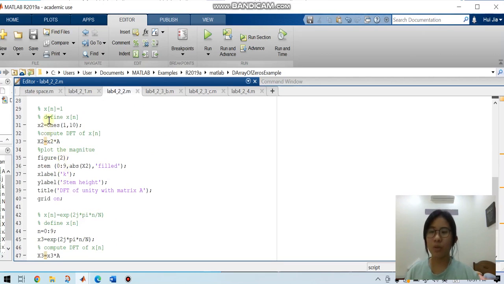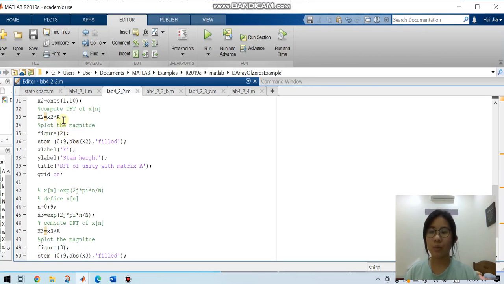Then for B, we need to define x[n] equal to 1. First, we define x2 equal to ones in bracket 1 comma 10, which means it will return a 1 by 10 array of 1s. The answer will be multiplied with A, and X2 will be used in plotting the magnitude.